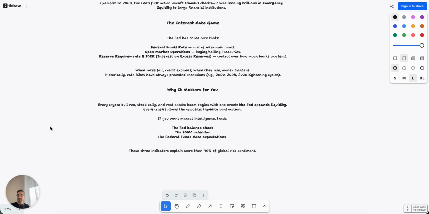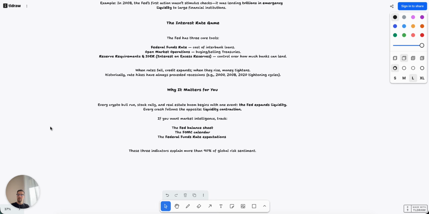Now, why does it matter for you, everything I just said about the Fed? Well, every crypto bull run, stock rally, and real estate boom begins with one single event. The Fed expands liquidity. And every crash follows the opposite, liquidity contraction. What we are seeing right now is the Fed starting to expand liquidity. They just recently started to cut the rates, and they just recently started to announce the plans to actually start injecting money into the system.